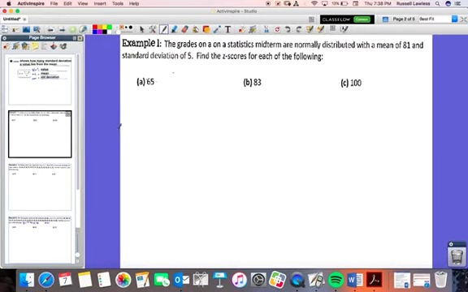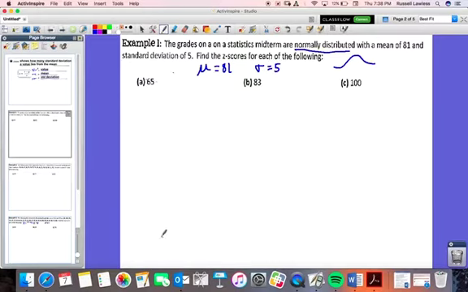So we're going to look at the first problem. Example 1 tells us that the grades on a statistics midterm are normally distributed with a mean of 81 and a standard deviation of 5. Find the z-scores for each of the following. We don't need to draw the bell curve here, because we know it's a normal distribution and we know what it looks like. We have the mean, mu, which is equal to 81. We also have the standard deviation, sigma, which is 5.